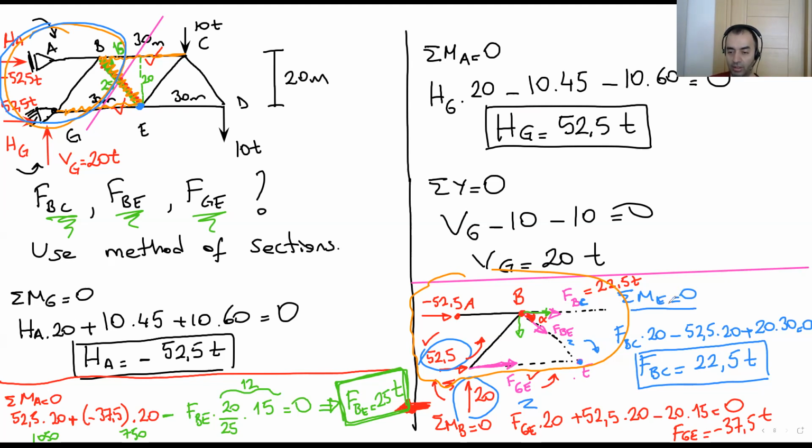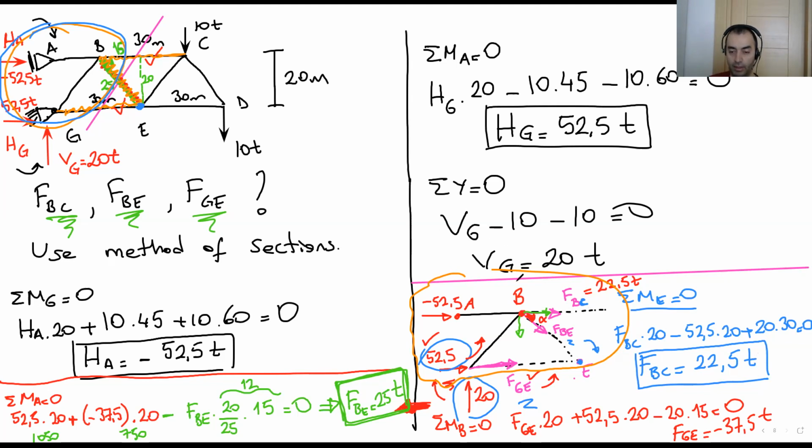So according to this assumption, as you can see, this FBE and FGE go to zero because they directly go into point E. They don't have any moment. Their moment is zero. So for FBC, there is only one unknown here. It's easy to calculate it. Write the moment E equals zero and calculate the FBC. That's okay.